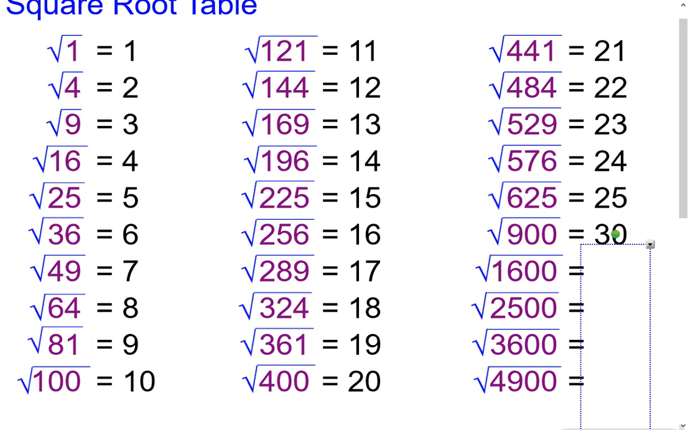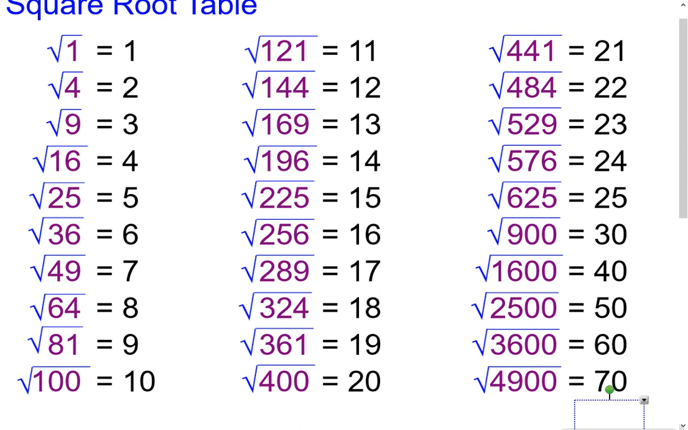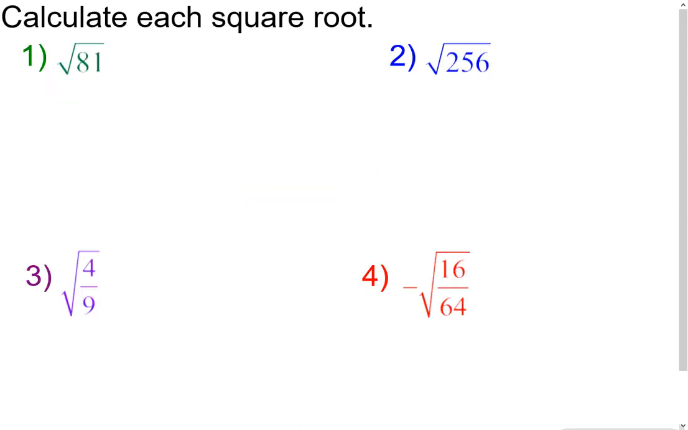So now I look at this square root of 1600, that's 40, and like I said, I have a lot of them here. The reason that these are all perfect squares is because the answer to the square root of it is a whole number. Now I have a few examples here. I want to calculate the square root of each one of these.